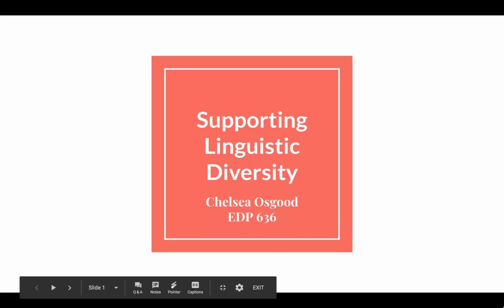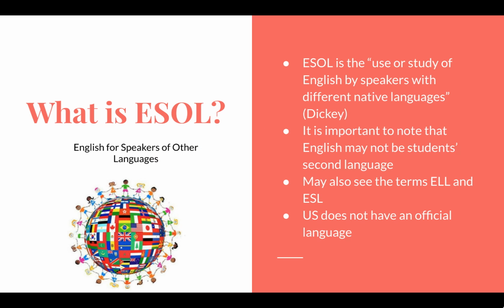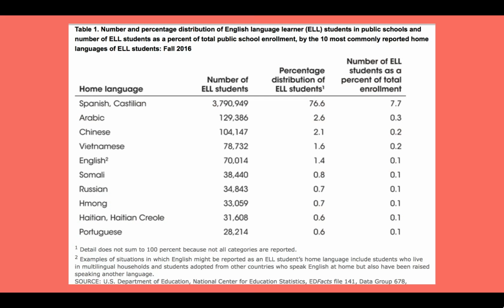Today we're going to be looking at how we can support linguistic diversity at our school. To start, we're going to think about what is ESOL, English for speakers of other languages, and it's the use or study of English by speakers with different native languages. It's important to note that English may not be our students' second language, and you may also see the terms ELL, English Language Learner, and ESL, English as a Second Language.